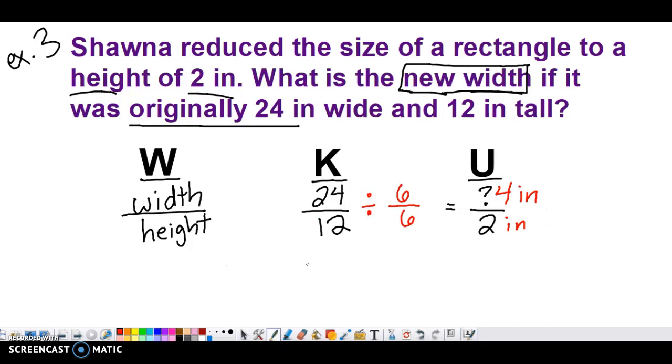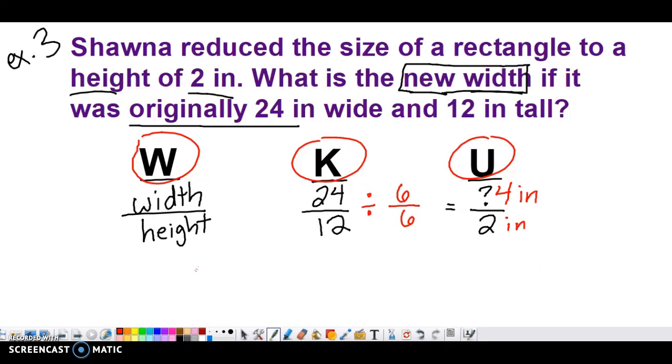All right, so this is the last problem that I wanted you to do. I only wanted to do 3 with you. Pretty easy lesson. Make sure that for the rest of the period, when you are working on your practice problems, you are showing me the W, the K, and the U. It keeps you organized. It makes it easy to read your work, and it almost 100% guarantees you're going to get the right answer, okay?